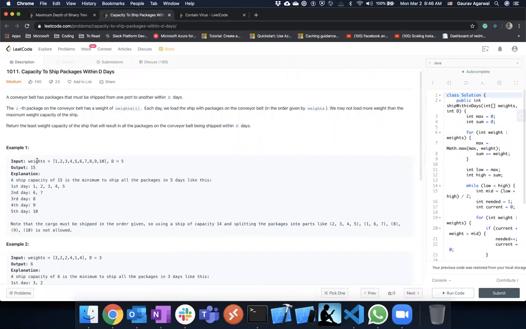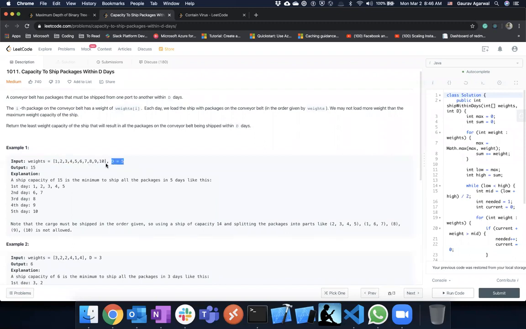So we are given the weights array, which contains n elements, and each element i is the weight at that location. And we are given D as the number of days. Now our goal is to ship all these weights. You can think of these as packages that we want to ship, and these are the weights of those packages. We have to ship in exactly 5 days.